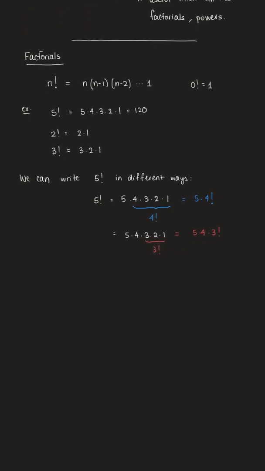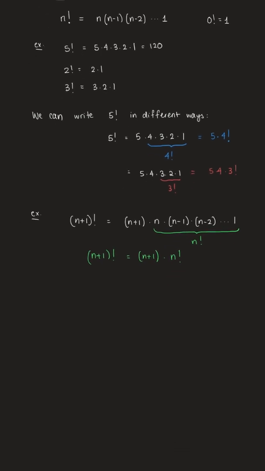We could also write n plus 1 factorial as, well, we start at n plus 1, then multiply by the term before it, and the term before it, until you get down to 1. But n times n minus 1 all the way down to 1 is the same as n factorial. So we can write n plus 1 factorial as n plus 1 times n factorial. Lots of ways of writing these factorials, and that's going to be really useful to us.